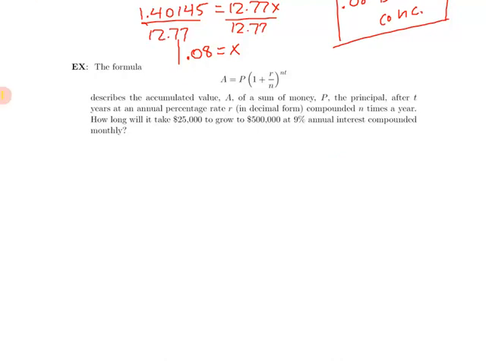Now, if you're asked how long, what variable are you hunting for? Well, clearly you're hunting for T. We're trying to find the unknown T. So what do we know?